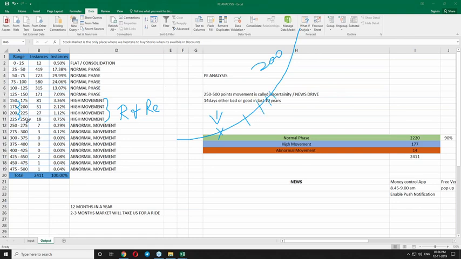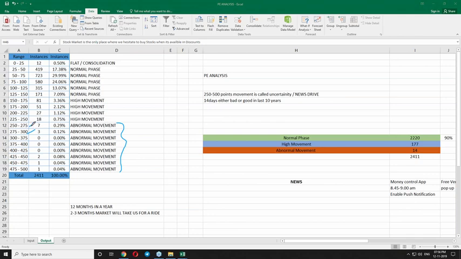Okay, next. So this normal phase is good. High movement is also good, considering we should be in the right direction. We can tell it is a little bit risky, and this is abnormal market. Even as per today's condition, if Nifty is moving up and down, and the difference between the high and low is 250 to 275 or 300 points, all these things we will call abnormal market.